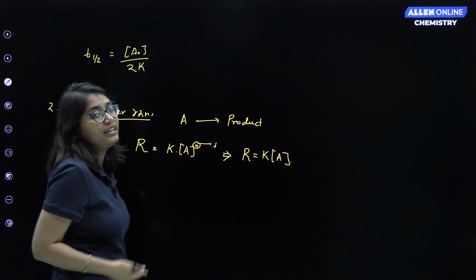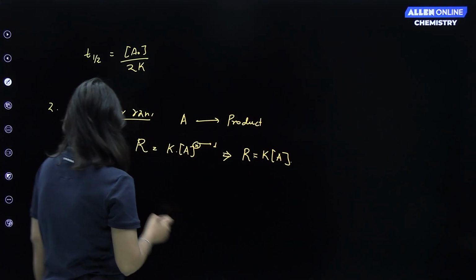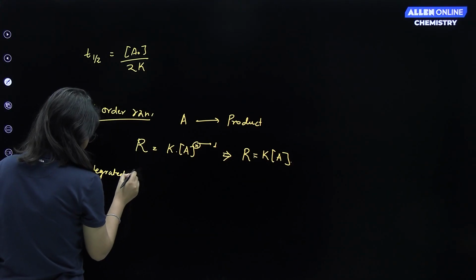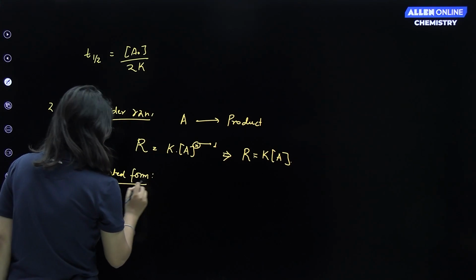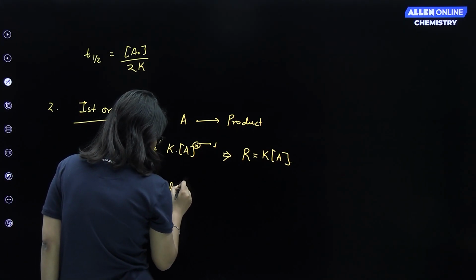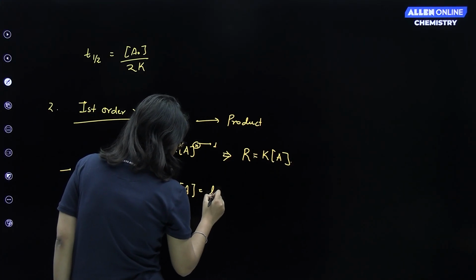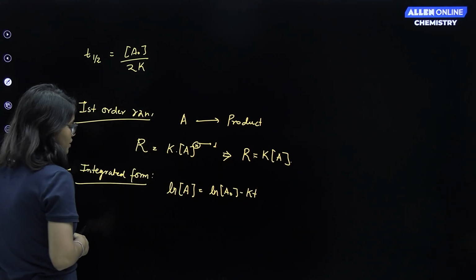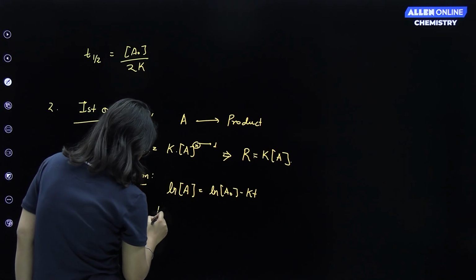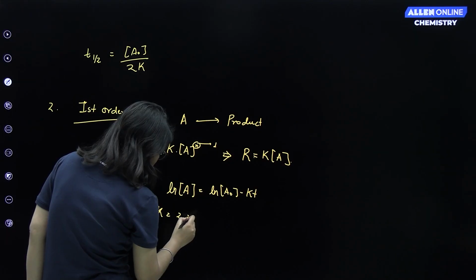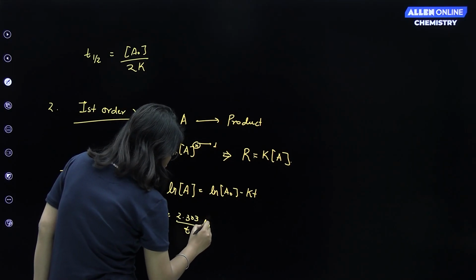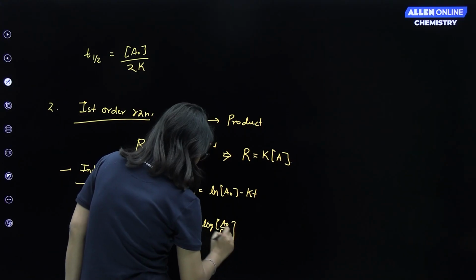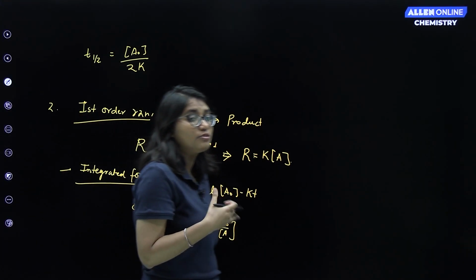Right. Now, the integrated form for first order reaction is basically ln A is equal to ln A naught minus KT, or we can write this equation also as K is equal to 2.303 by T log of A naught by A. Okay, this formula is very important for problem solving, so remember this.